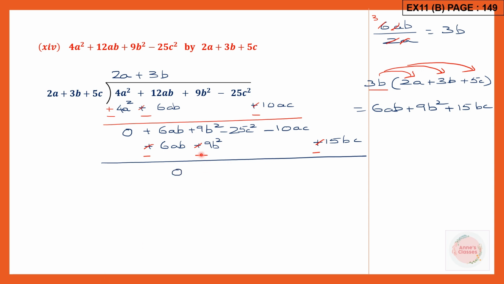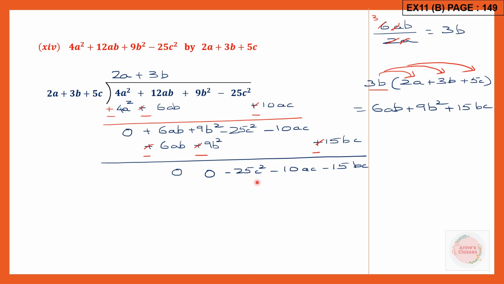Now here we have plus 9b minus 9b, that will also get cancelled, so that will be 0. Then we bring down minus 25c square, minus 10ac and minus 15bc. So now, according to the rule, we take the first term of the new dividend divided by the first term of the divisor, isn't it? But here, can you see, we have c square and here we have a. So those will not go together, isn't it?